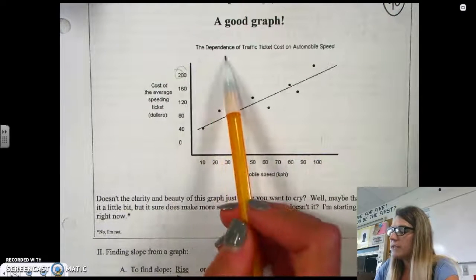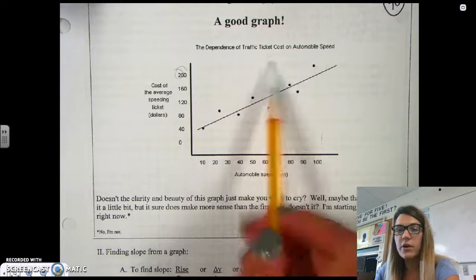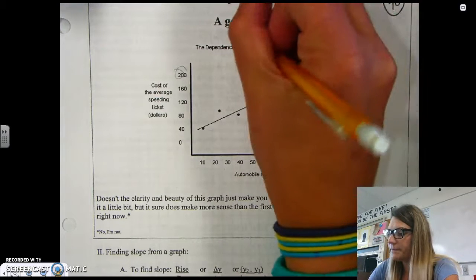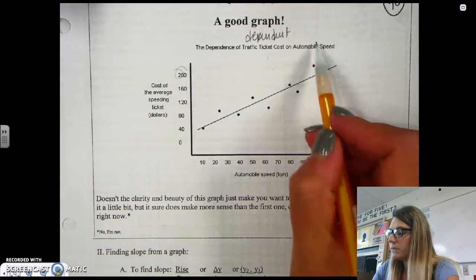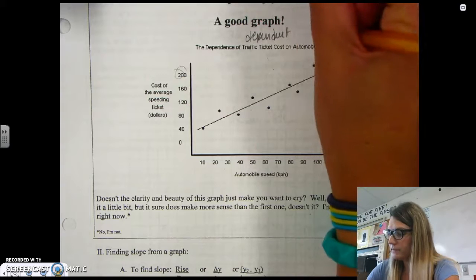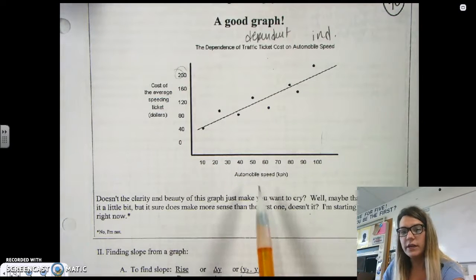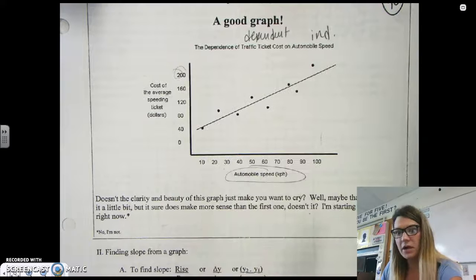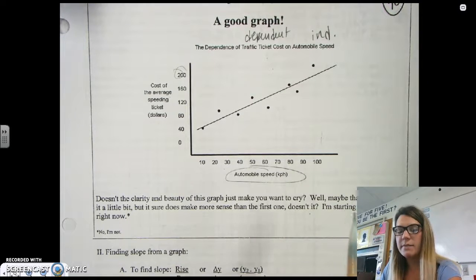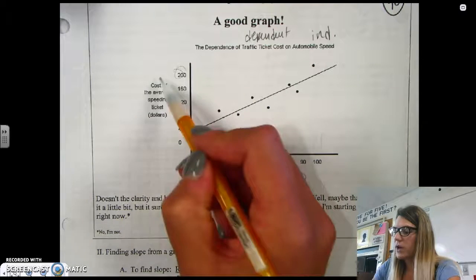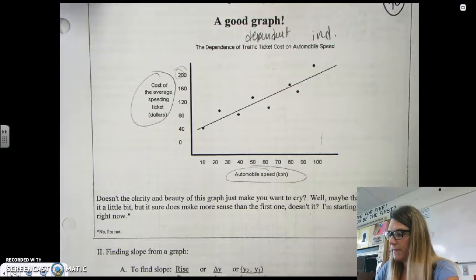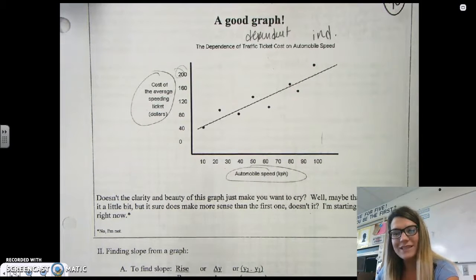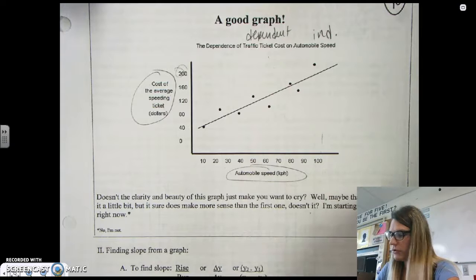This says the dependence of traffic ticket cost on automobile speed. So I know that the traffic ticket cost is my dependent variable, and automobile speed is my independent variable. If I look here, automobile speed is independent, which means it's on the x-axis, where the cost of the average speeding ticket is dependent, and that's why it's on the y-axis. Doesn't that look nice and beautiful? This is how all of your chemistry graphs should look when you do a graph for this class. So that's graphing.